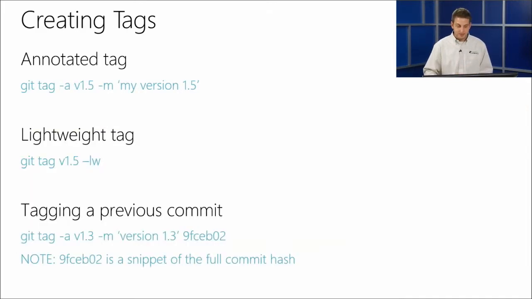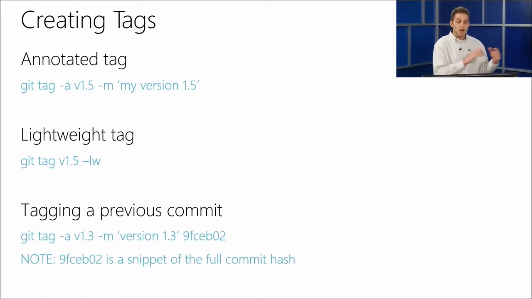So, how do you create tags? Git tag -a, tag name, -m, and then you give the message, right? Lightweight tags, all you have to do is put the title in, right? There's not a lot of stuff around it, so you just say git tag, whatever it is, -lw, and you're good to go. Easy as that. That is what tags your current commit.